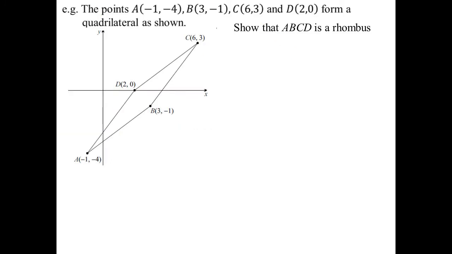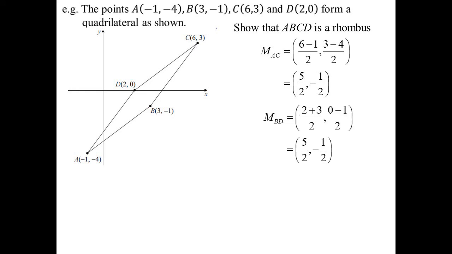Let's do a problem. We've been given 4 points and they want us to show that this shape is a rhombus. So we need to prove some of the properties of a rhombus here. Well, I know the midpoint of AC. That's 5/2, minus a half. I can find the midpoint of BD, and guess what? It's the same point. So that's telling me that the diagonals bisect each other, and that's enough to say ABCD, we know it's a parallelogram because its diagonals bisect each other.